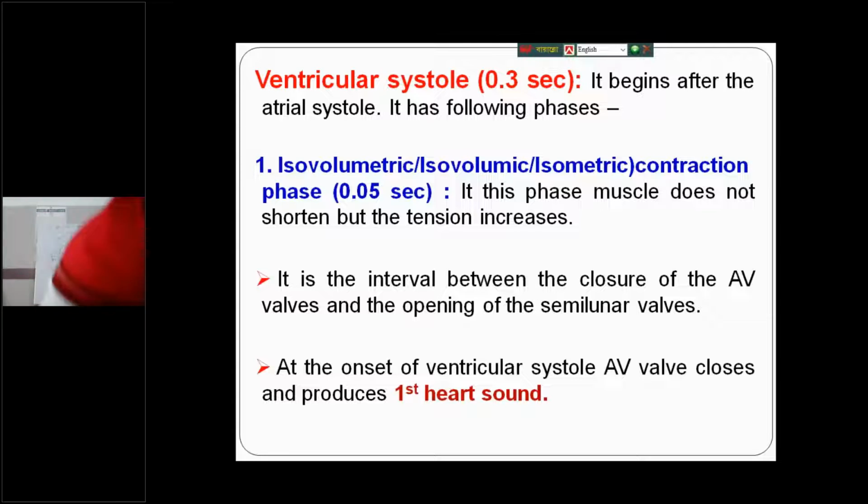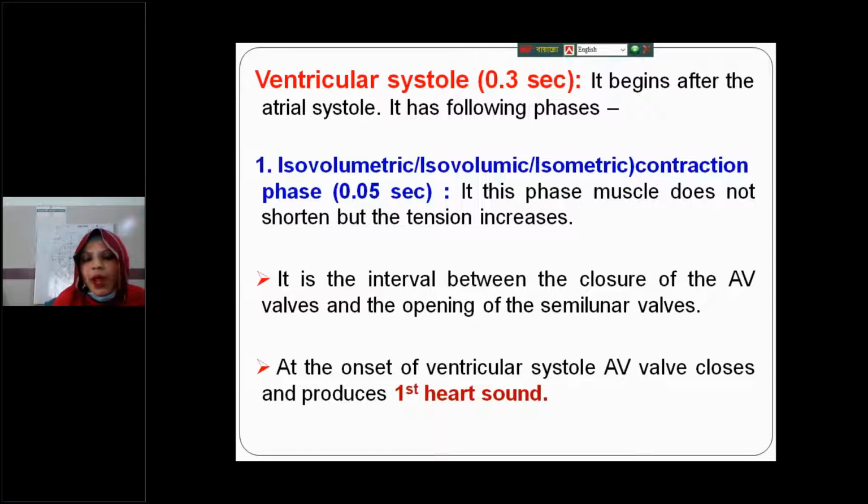Now I want to show you again in the figure the isovolumetric contraction phase. In this phase, it is the interval between the closure of the AV valve and the opening of the semilunar valve. Ventricular systole. Systole means contraction. Now, the ventricle will go into ventricular contraction.